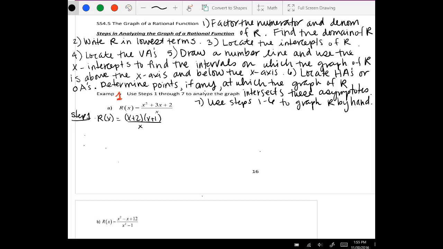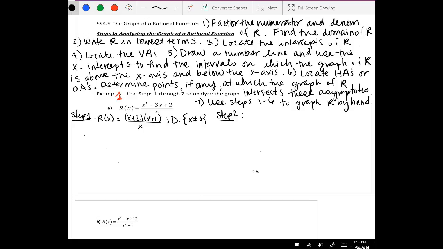And it went on and said, once you're done factoring, find the domain of it. So the domain of this is going to be all real numbers except when x is 0. Okay, so that's your step one. Step two, write R in lowest terms. Can you simplify this? Can you reduce this? And the answer is no.